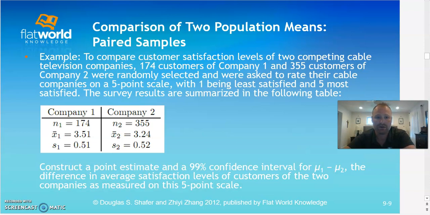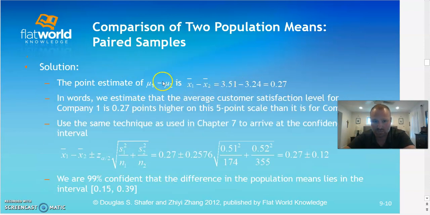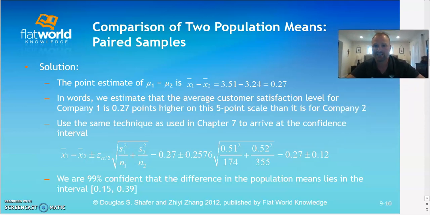So the very first thing we need to do is plug in what we know, and first calculate our point estimate. We subtract 3.24 from 3.51, which is the mean of that first sample, and we get 0.27. In words, we estimate that the average customer satisfaction level for company 1 is 0.27 points higher on this 5-point scale than it is for company 2. That's a pretty simple understanding.